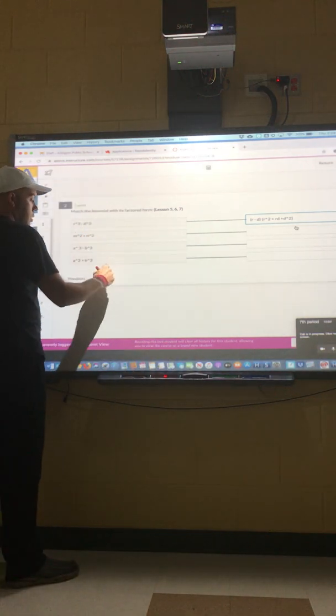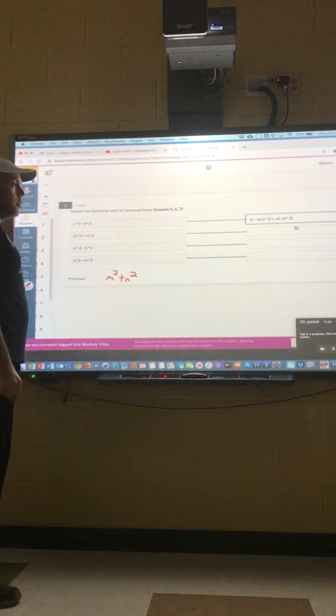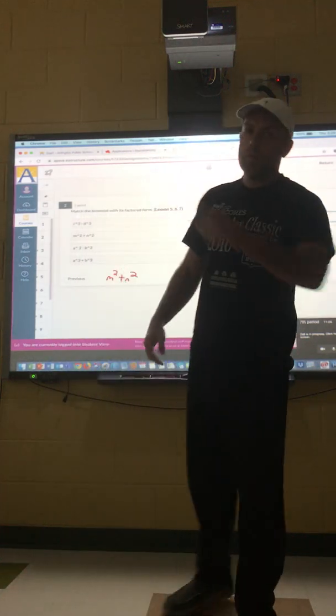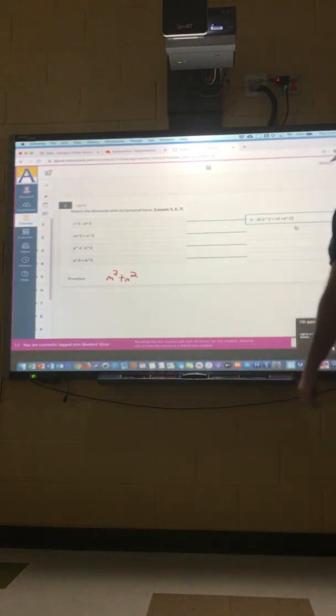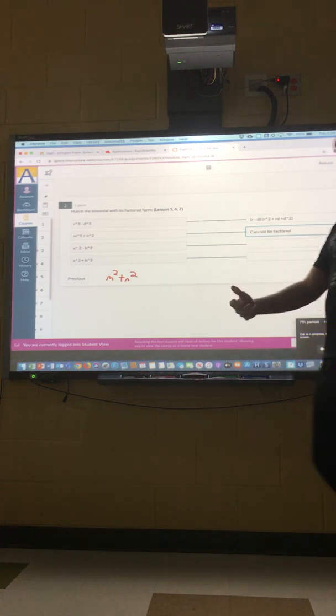Okay, so next I'm going to look at the m squared plus n squared. So that is a sum of squares. But something we should remember is we cannot factor sum of squares. Sum of squares is going to be prime. So I'm going to click my drop down here, and that is cannot be factored. Remember, cannot be factored is just another way of saying prime.